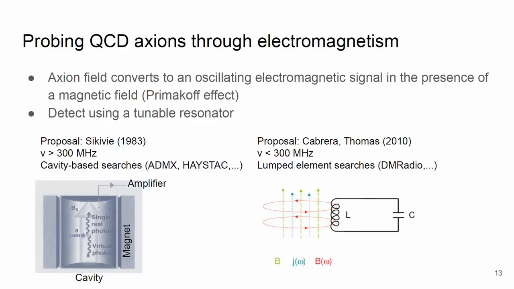At higher frequencies, we have these cavity-based searches that you've been hearing about and you will continue hearing about, like ADMX and Haystack. And then at lower frequencies, there are lumped element searches because it's not very reasonable to build giant detectors that can cover those frequency ranges. And these lumped element detectors are generally LC resonators instead of cavity resonators. So that's what we are.